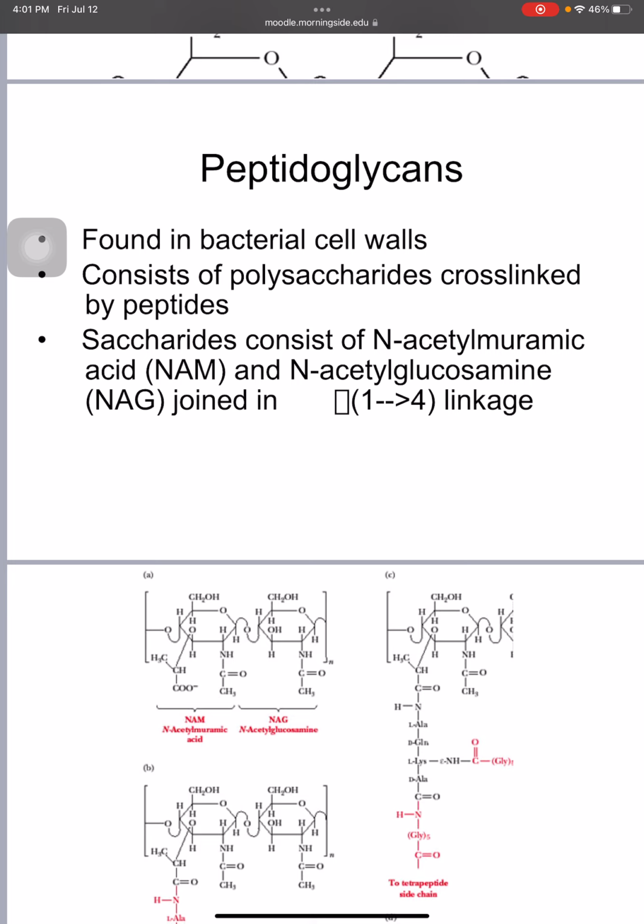Peptidoglycans, again, are used in bacterial cell walls to help provide a layer of protection from anything that might damage the cell. This is actually a mixture of polysaccharides and peptides. You have polysaccharide chains made out of a couple of different saccharides. One is called N-acetylmuramic acid, or NAM, and the other is N-acetylglucosamine, NAG. They're joined in beta 1,4 linkages.